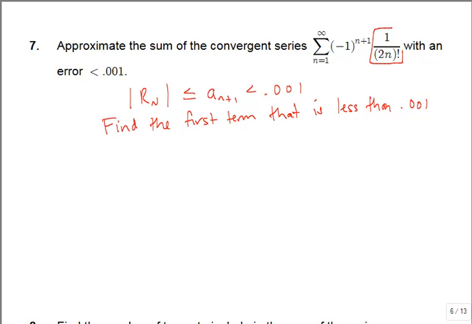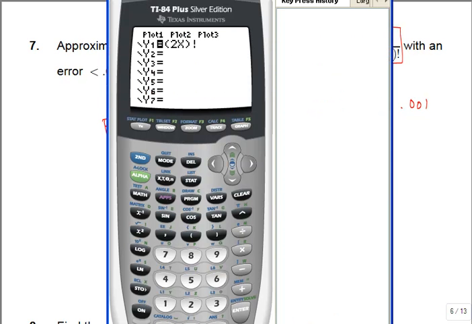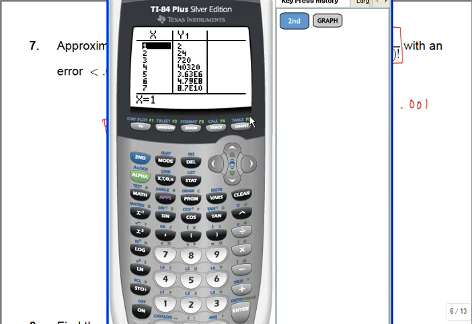So let's just look at a generic term. I'm going to ignore the alternating piece and just use this a sub n. So I want to know, when is this generic term first going to be less than 0.001? So if I multiply both sides by 2n quantity factorial and then divide by 0.001, 1 divided by 0.001 is just 1,000. So we're looking to see when will 2n factorial be greater than 1,000. And you can just use your calculator for that. If we pull up the calculator, I'm typing into my y1 this 2x factorial, and I'm just going to look at a table to see when does 2x factorial first become bigger than 1,000.